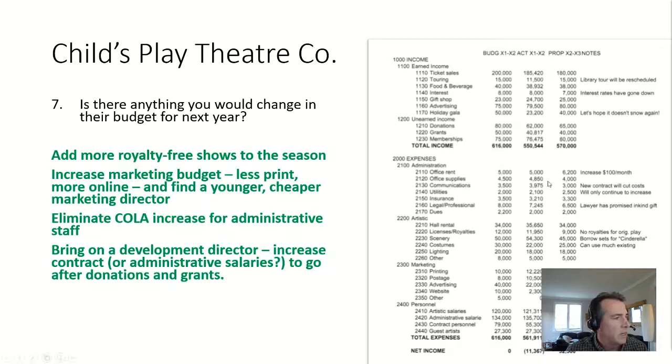We've already seen that they've had a drop in their donations and their grants. So I would suggest increasing maybe the contract personnel number, or maybe if we bring somebody on full time, so we can increase the administrative salaries to go after those donations and fill out those grant applications. I think that is how you could incentivize some activity that would bring this company into the black quite a bit more than just optimistically slashing costs and expecting the worst.